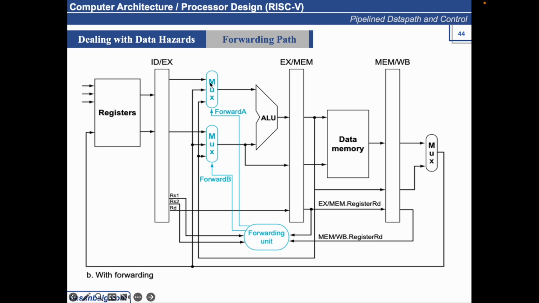When the forward A signal is 1, follow this path, and you see the data is coming from the mem write back register. If the value of forward A signal is 2, then you can see the data is coming from the xmem register. The same is the case with the forward B signal, the other input of the ALU.